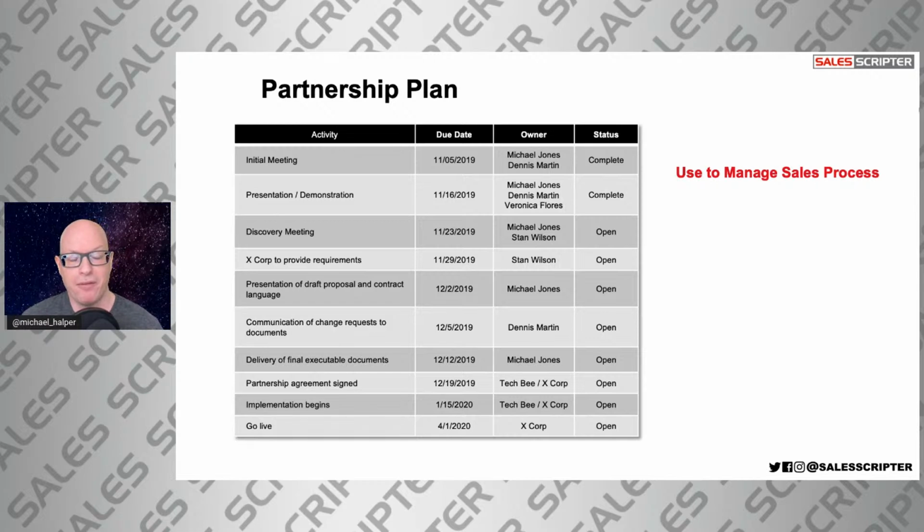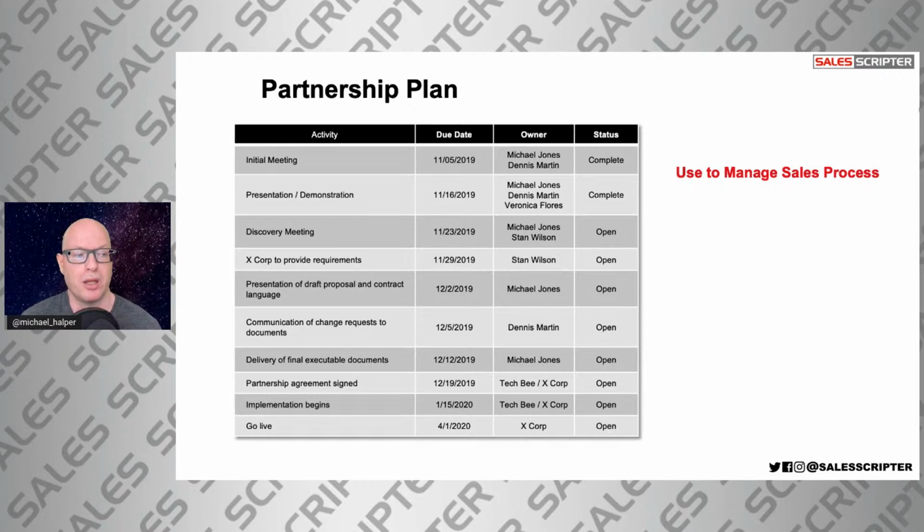Now, the great thing about having this plan is that you can map out these dates, but as you well know, prospects can delay, they can kick the can down the road, they can go silent on you, and you can easily fall off this timeline. But if you have this agreed plan, then you can always keep going back to this plan.